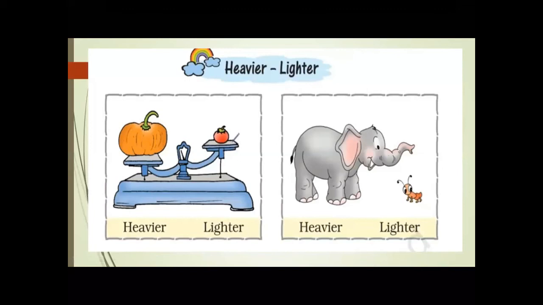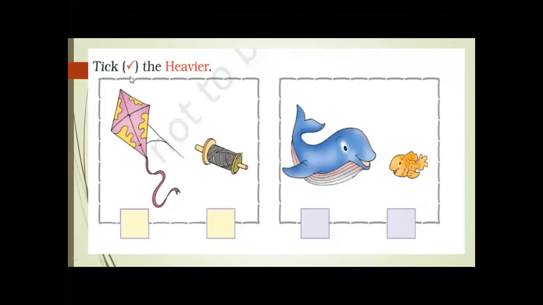Now we move to the next activity. Take the heavier. Here we see two objects. Remember, we use the term heavier. So in which option do we mark which one is heavier, which has a heavy weight?